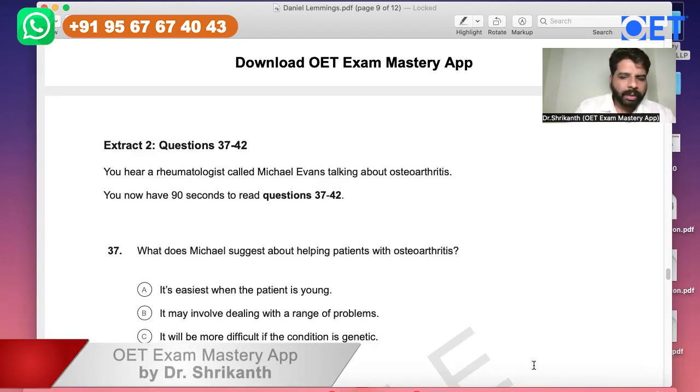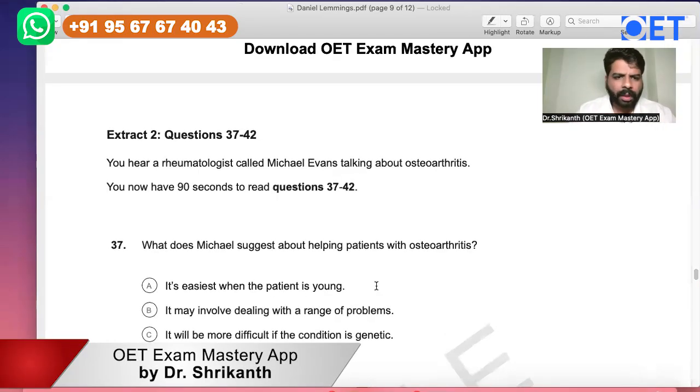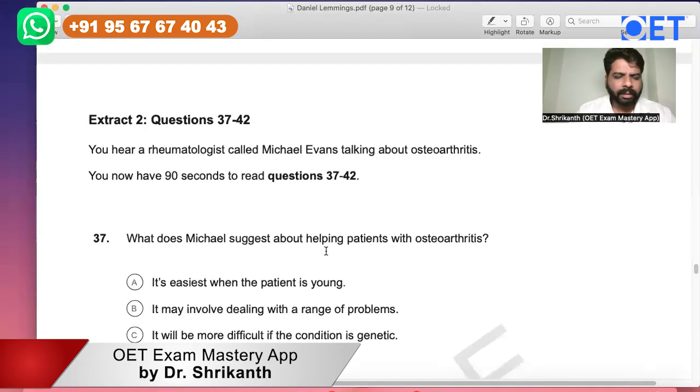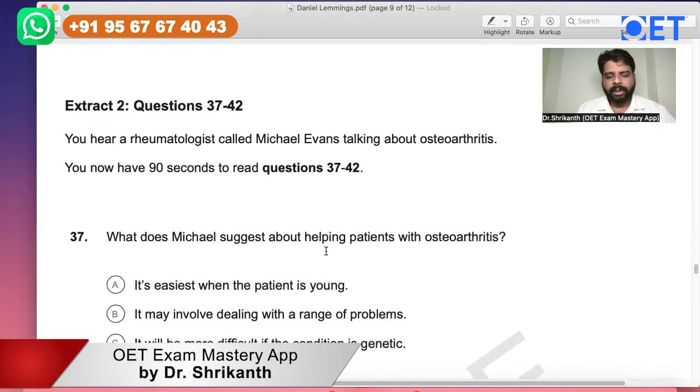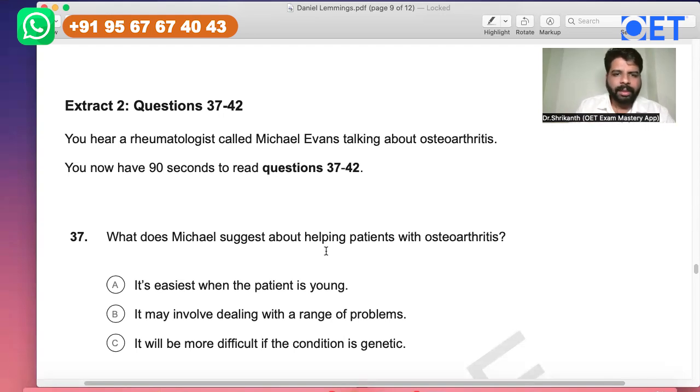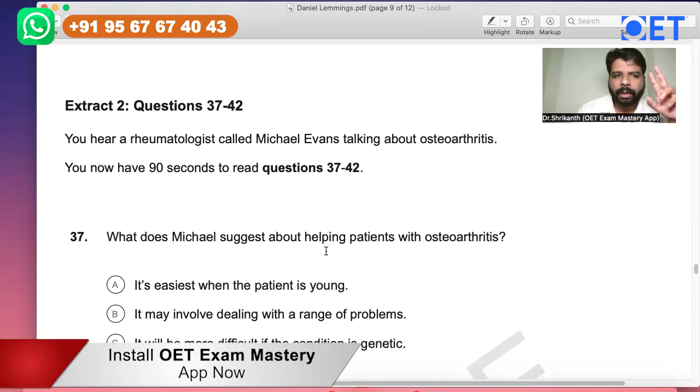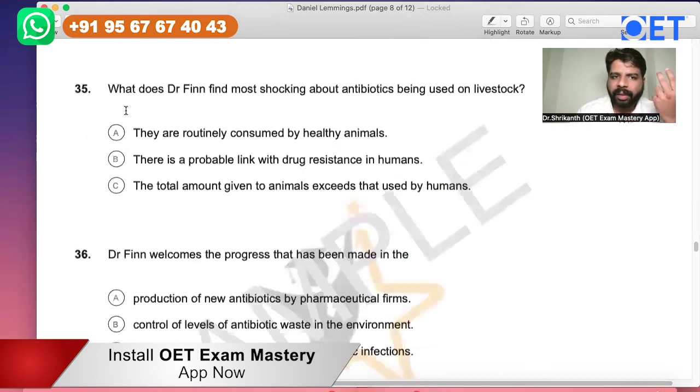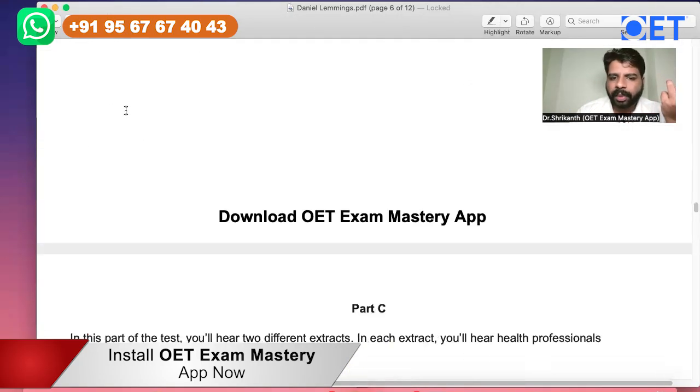Right. So now let's take a look into the extract that we are dealing with. A small introduction regarding OET Listening Part C. OET Listening Part C consists of two extracts, extract 1 and extract 2. And it may be an interview or it may be a presentation.